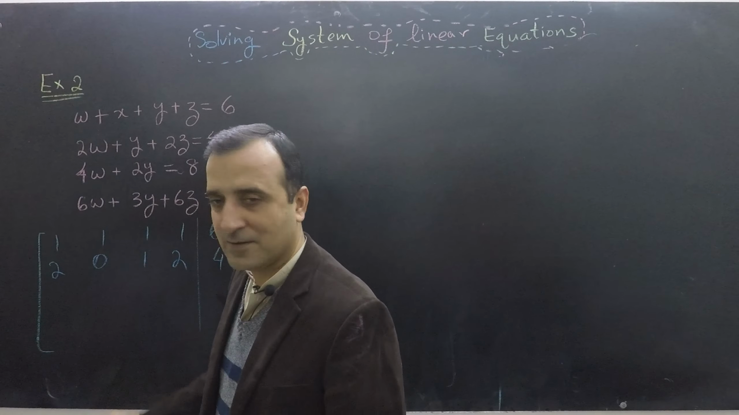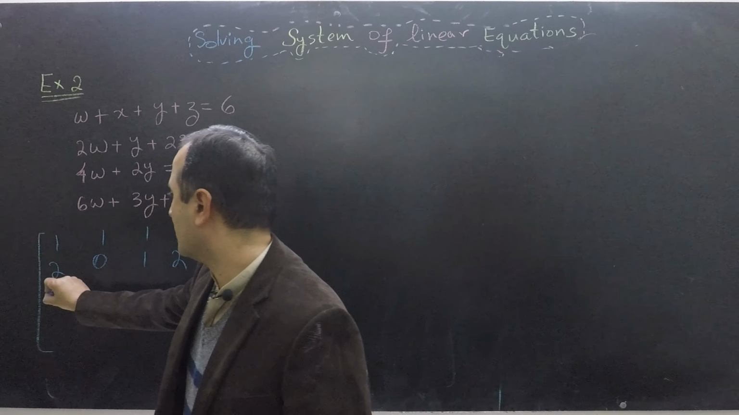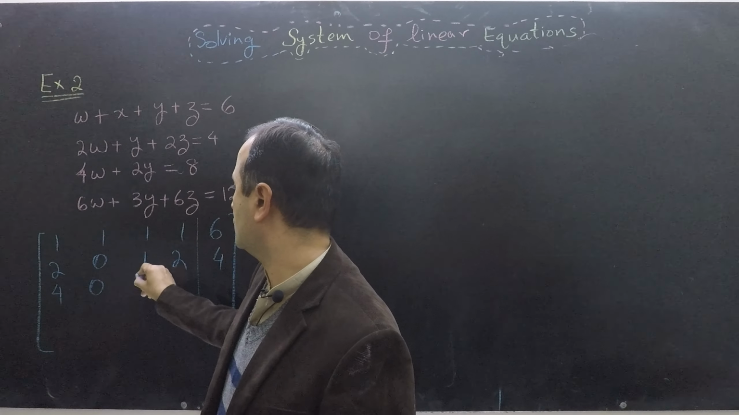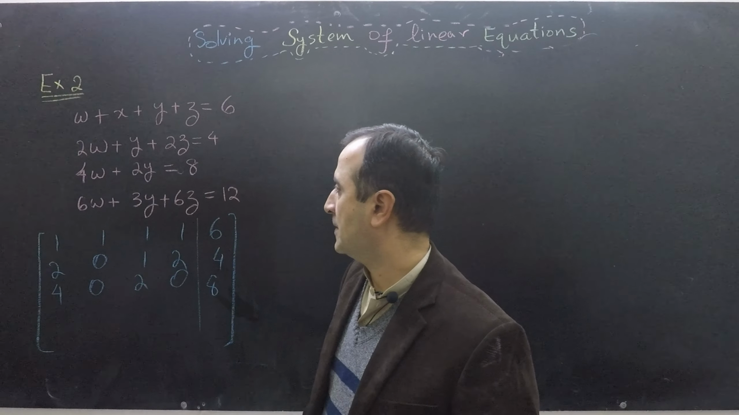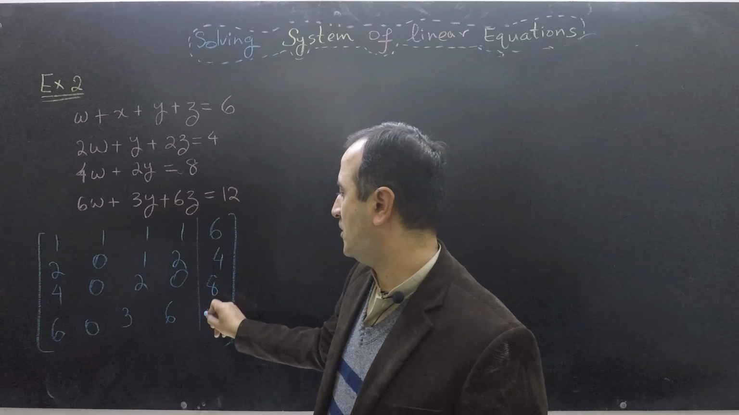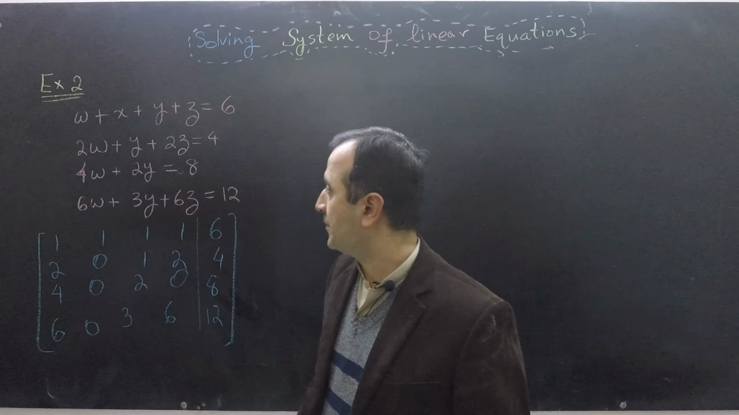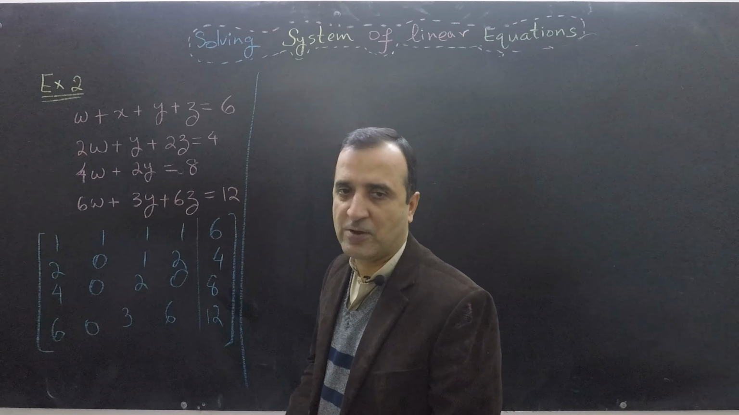And then if x is 0, so we have here 4, x is 0, y is 2, z is 0, and then we have 8. Then we have here 6, x is 0, y is 3, z is 6, and equals 12. So we have our augmented matrix form. Now we want to convert it into row echelon form, and we can also convert it to reduced row echelon form.